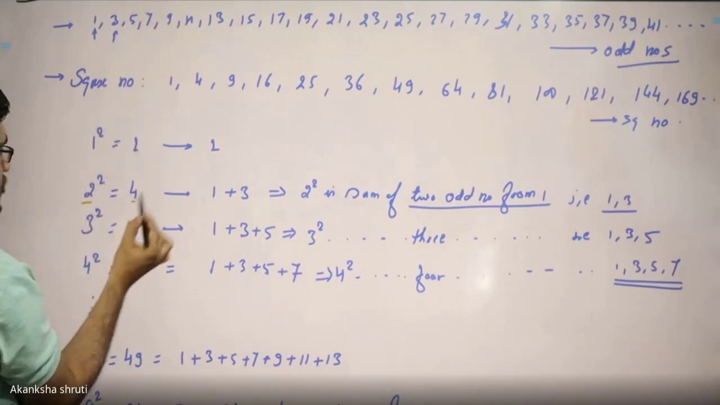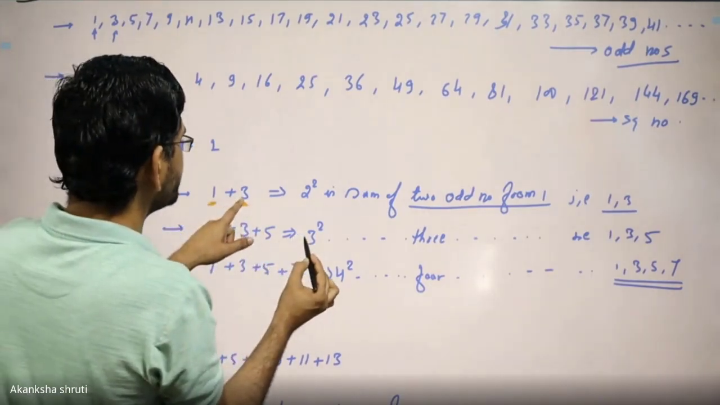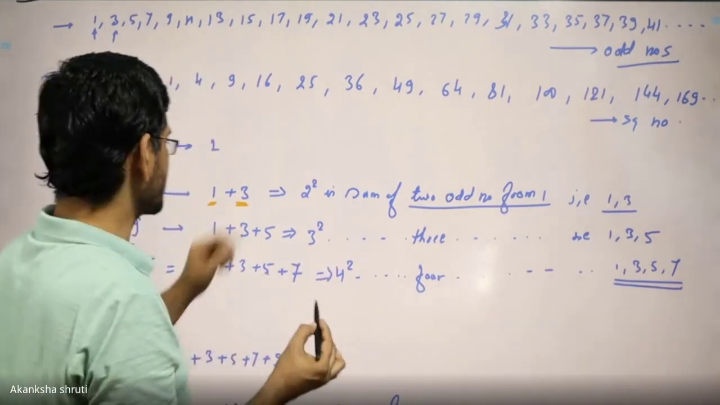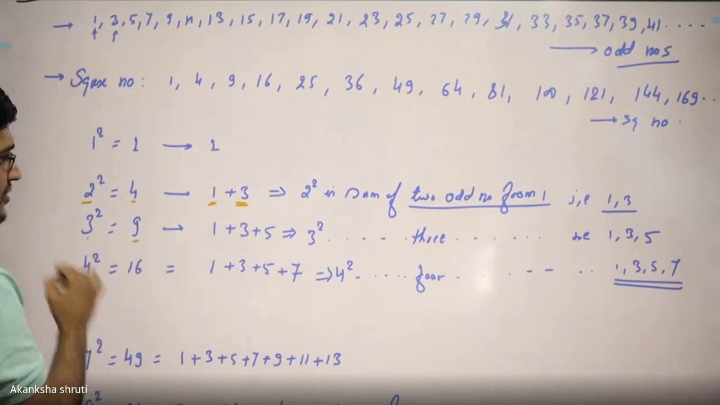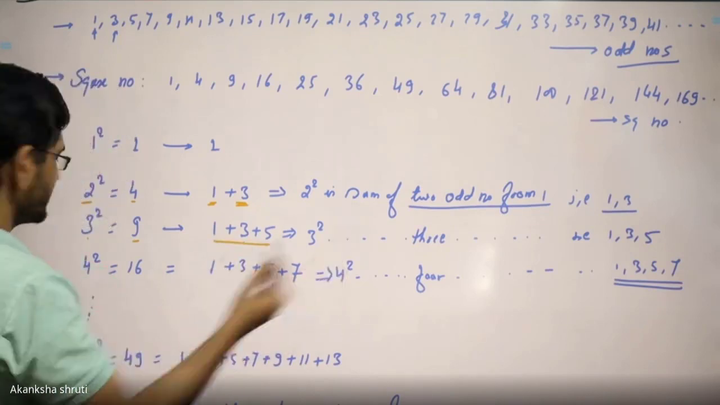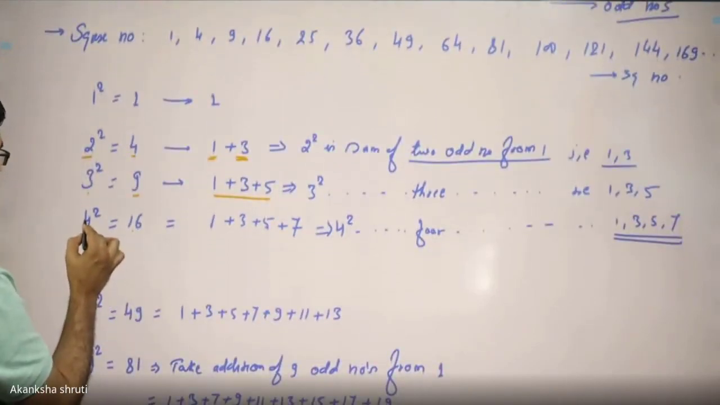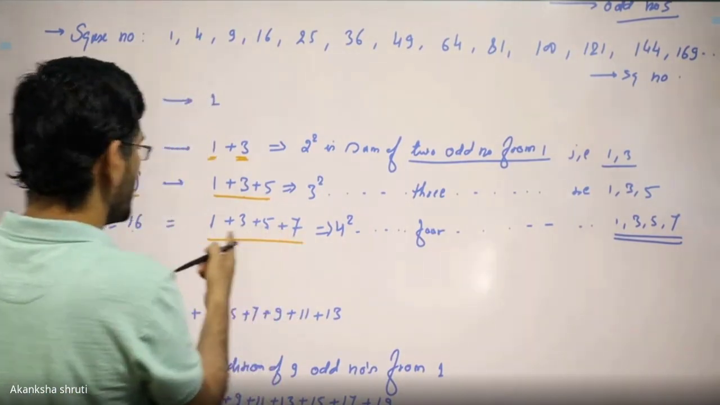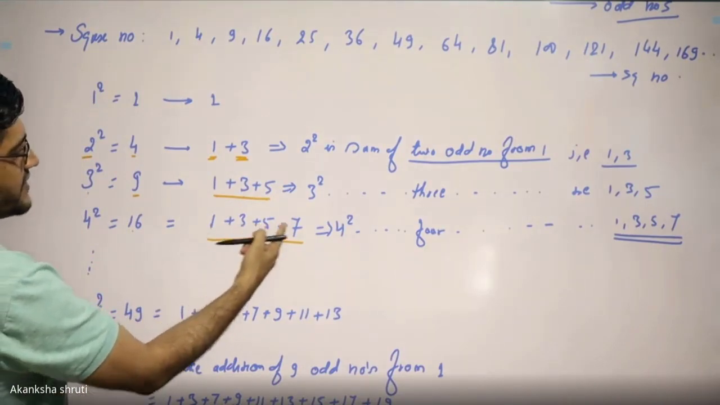4 is a square of 2. It is written as the sum of 2 consecutive odd numbers starting from 1. Consecutive means continuous, starting from 1. Say 9. It is a square of 3. So we have to take 3 odd numbers starting from 1. Say 16. It is the square of 4. So we have to take 4 continuous odd numbers starting from 1. It is 1 plus 3 plus 5 plus 7, this way.